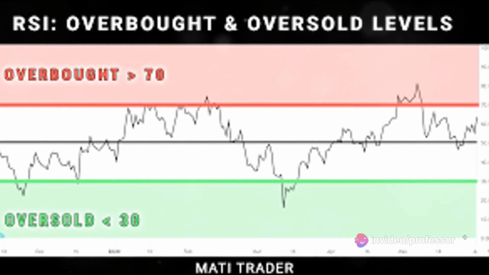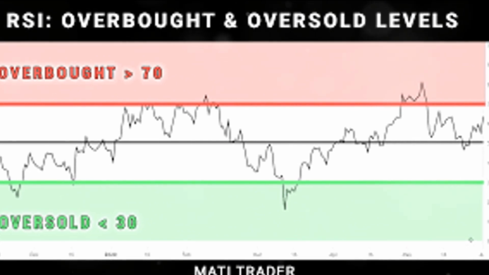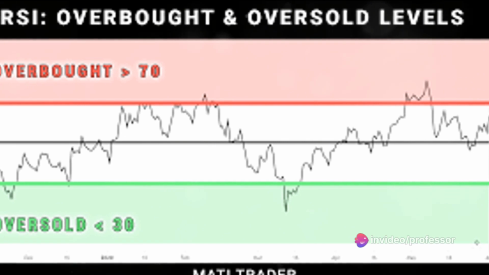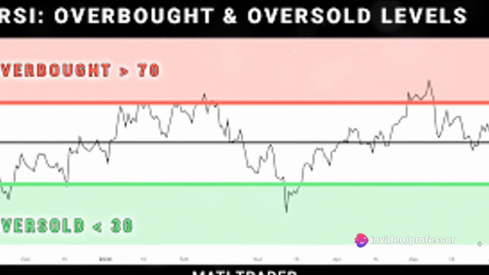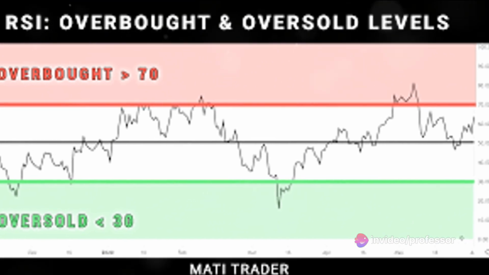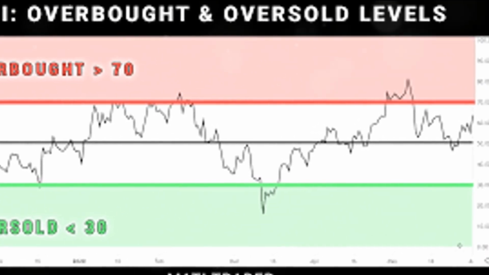But here's the kicker. Just because a stock is overbought or oversold doesn't mean the price will immediately reverse. Remember, the stock market isn't a predictable beast. It's driven by a multitude of factors, from economic indicators to investor sentiment. So, while the RSI can provide a snapshot of potential overbought or oversold conditions, it's not a crystal ball.